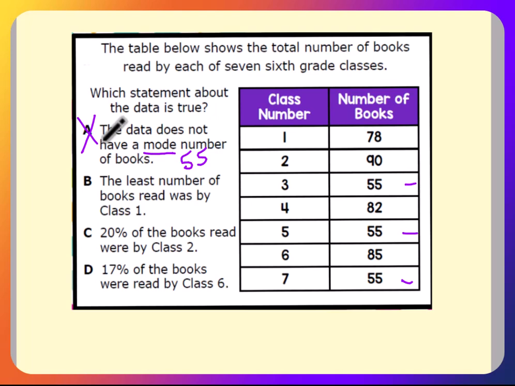B, the least number of books read was by class 1. Well, the least means the smallest. Class 1 read 78, and the smallest is 55. So that one is also false. 55 was read by class 3, 5, and 7.